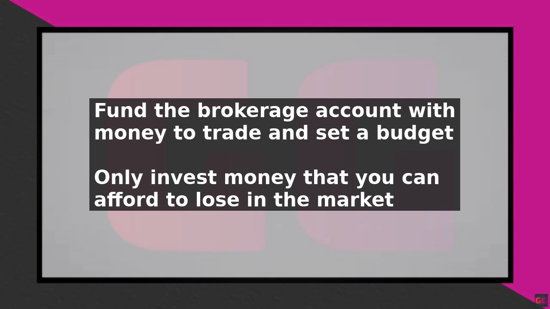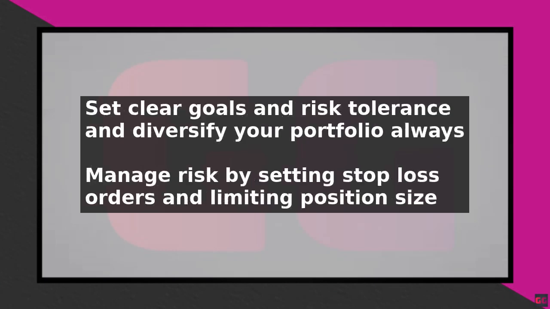You should also have a trading strategy and stick to it to avoid making impulsive decisions based on emotions. Best practices for trading on the Dow Jones include setting clear goals and risk tolerance, diversifying your portfolio, and continuously monitoring and adjusting your trading strategy. It is also crucial to manage your risk by setting stop-loss orders and limiting your position size.